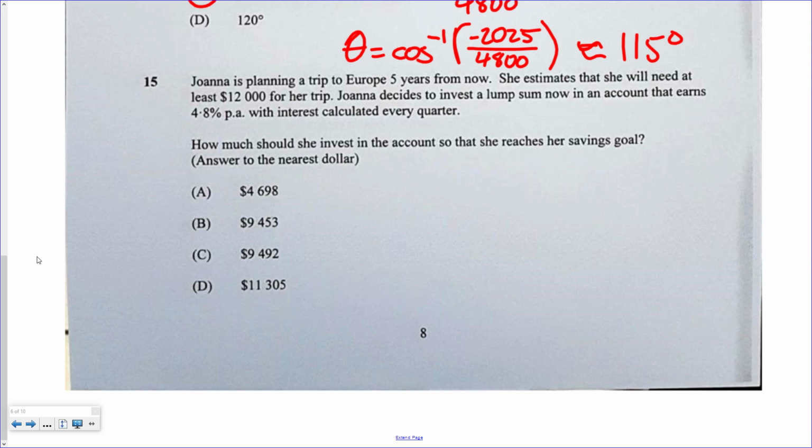Try to eliminate the one straight away, and then you can pick out one or two. Anyway, going to this next question, we have this idea of a person who wants to plan a trip in 5 years' time, and she needs $12,000 for that trip. How much money does she need to put in now? So this is a present value question.